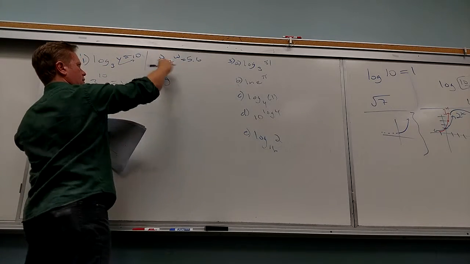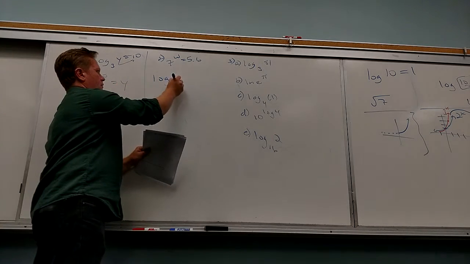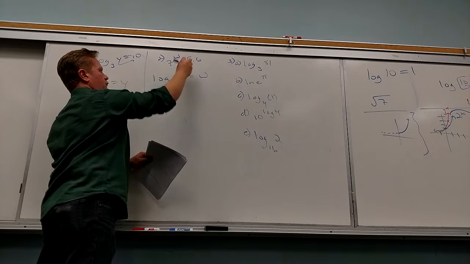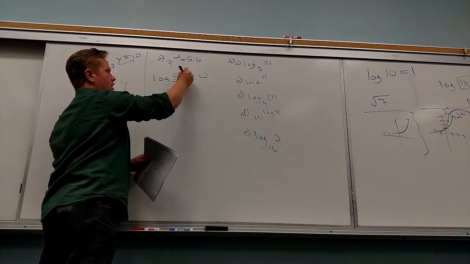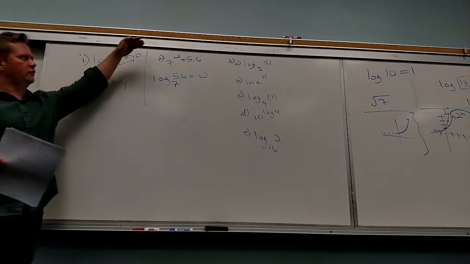What's the base in this statement? What's the base? 7. What's the power? So it's going to equal W. So 5.6 was the output. It is now the input. So it's always a little harder to rewrite it from exponential to logarithm.